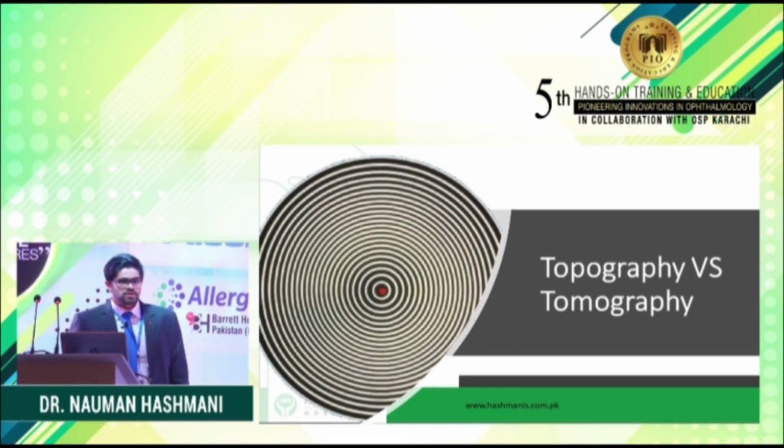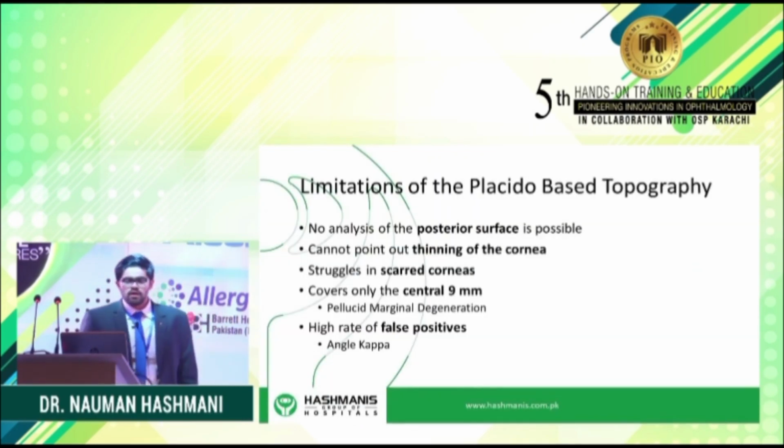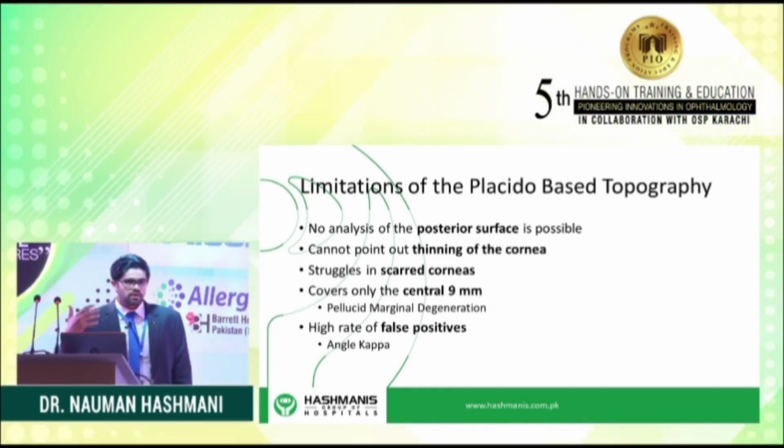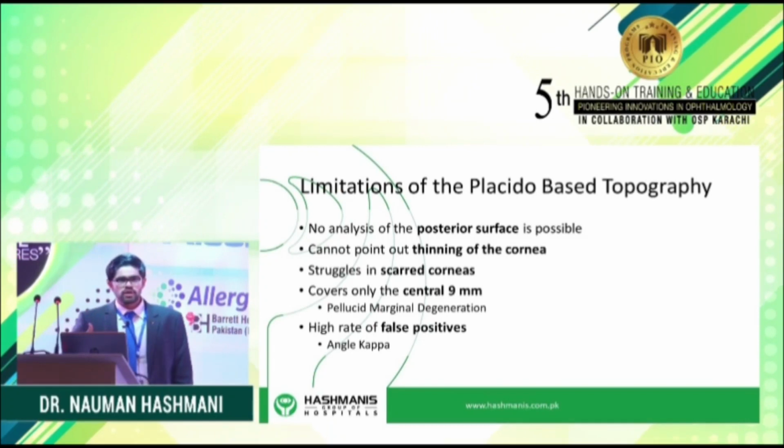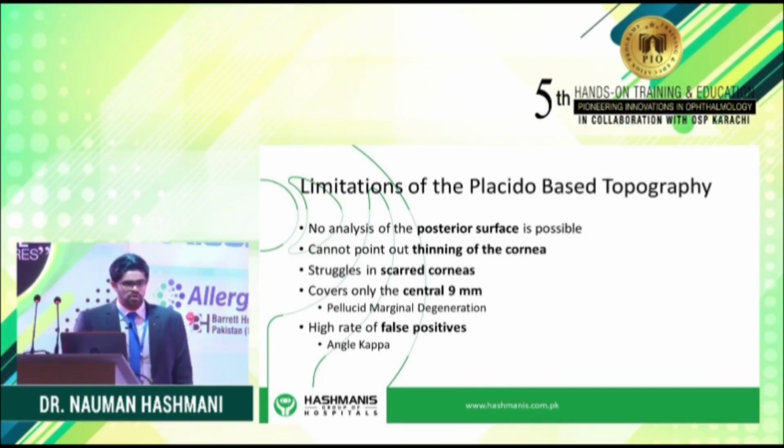Now, there are certain limitations associated with this technique. These are all of the listed limitations. First, there's no analysis of the posterior surface. As we all know from what's been published so extensively over the past couple of years, the keratoconic cone develops from the posterior cornea. So if you are looking at a Placido-based topography, you're looking at the anterior surface, and you will miss a lot of early onset keratoconics because they will not present on an anterior surface topography.